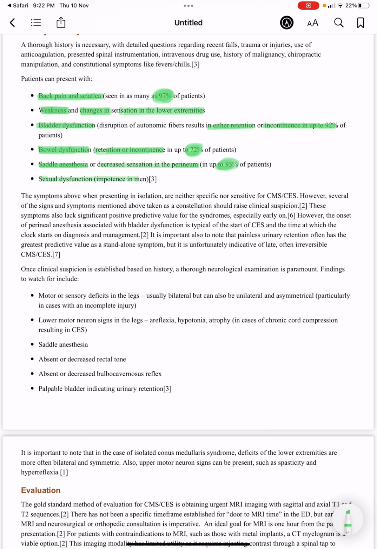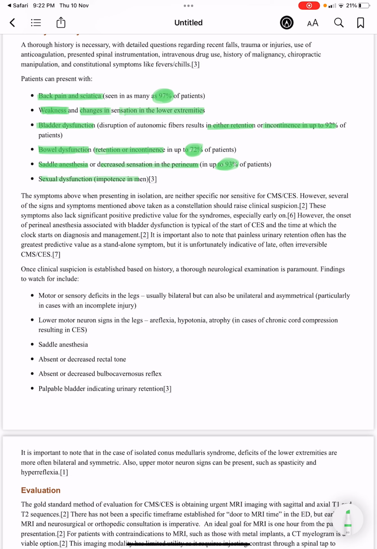So, what are the symptoms? Back pain and sciatica in 97%, weakness and changes in sensation in the lower extremities, bladder dysfunction with retention or incontinence in 92%, saddle anesthesia, decreased sensation in the perineum, in 93%, bowel dysfunction, retention or incontinence in up to 72% of patients, and sexual dysfunction, impotence in men.